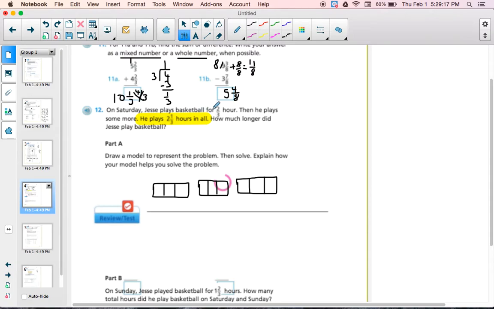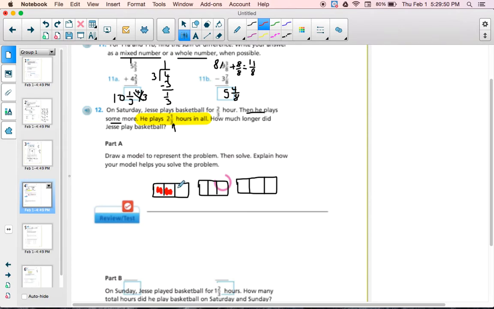Saturday, Jesse played basketball for 2/3 hours. Then he plays some more. We don't know how much more he plays. But he plays 2 1/3 hours altogether. How much longer did Jesse play basketball? So this denominator is real important. It tells me I need to make fraction bars that are in thirds. I know he did 2 1/3 hours altogether. So maybe I could highlight 2 1/3 hours.